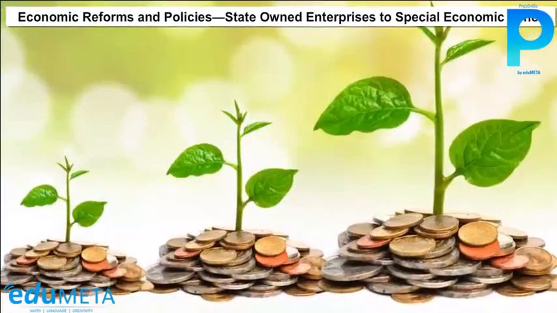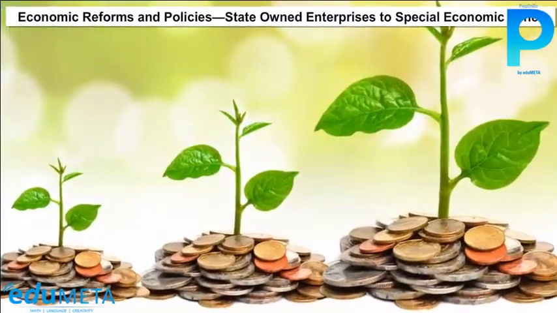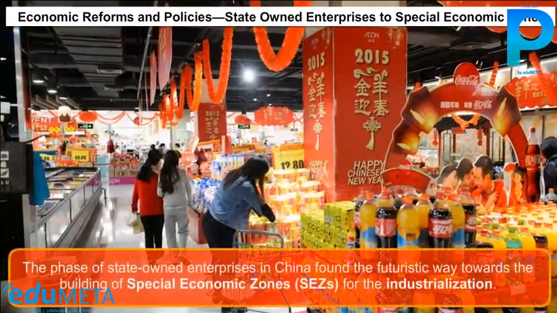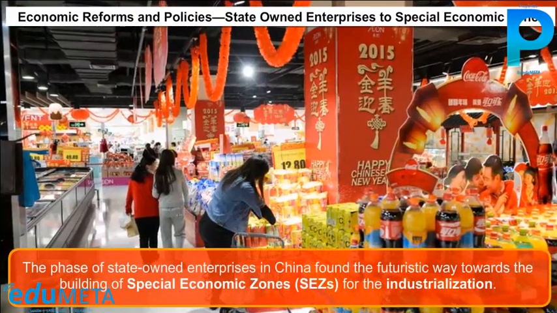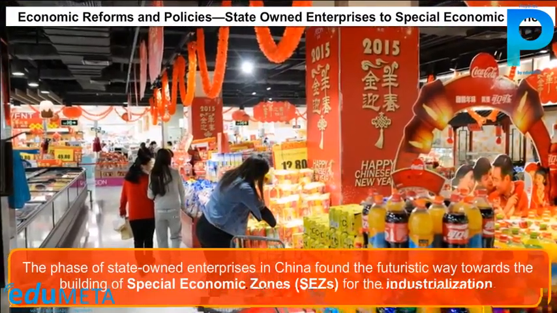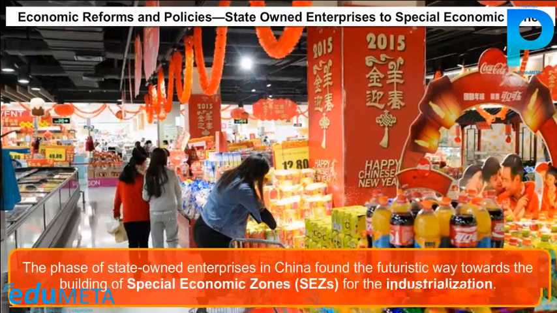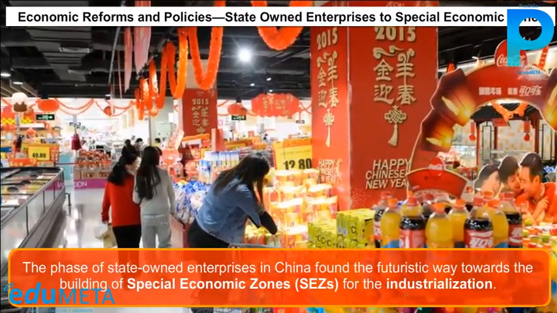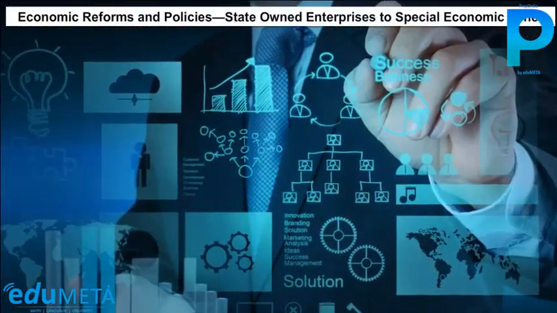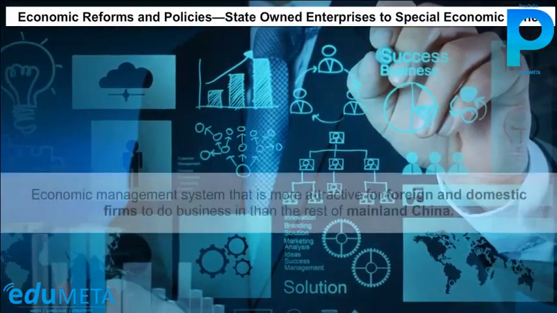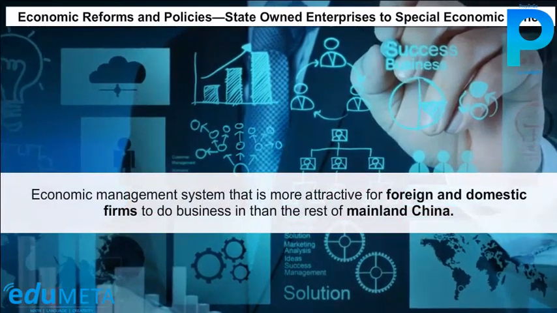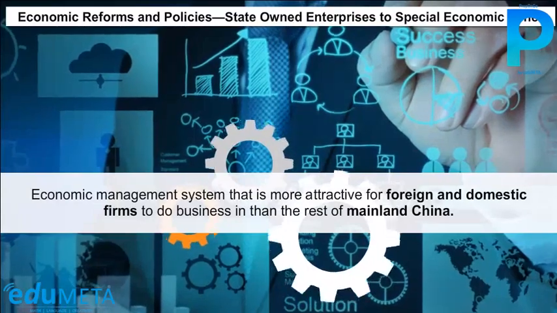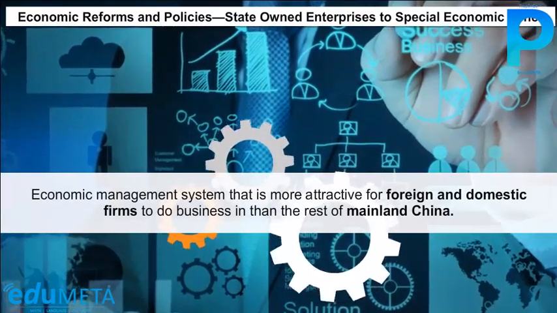Economic reforms and policies. State-owned enterprises to special economic zones. The phase of state-owned enterprises in China paved the way towards the building of special economic zones, SEZs, for industrialization. The special authorization allows these SEZs to utilize an economic management system that is more attractive for foreign and domestic firms to do business in than the rest of mainland China.